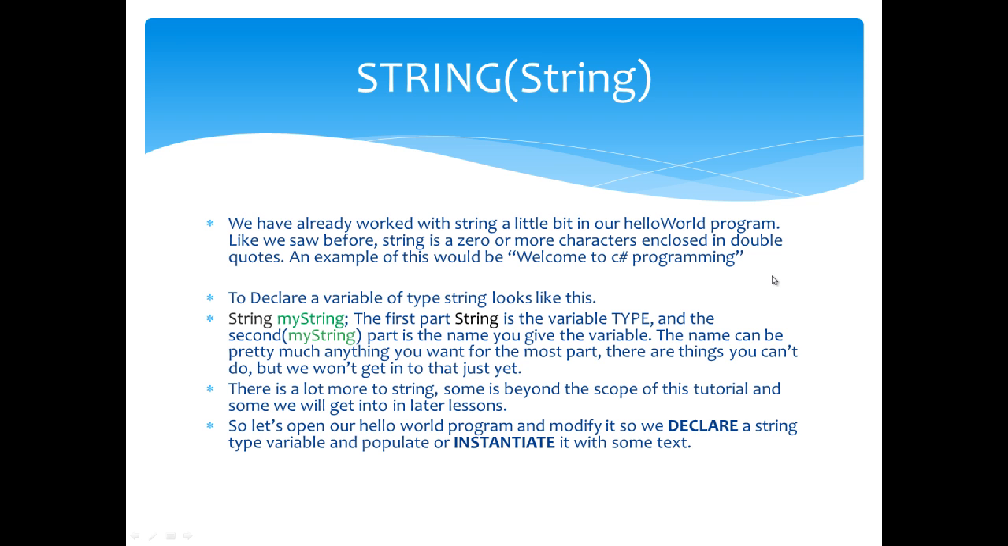So to declare a variable of type string, it looks something like this. You'll have string, myString. The first part, string, is the actual variable type, and the second, myString part, is the name you give the variable. The name can pretty much be anything you want for the most part. There are things you can't do, but we won't get into those just yet. There's a lot more to strings. Some is beyond the scope of this particular tutorial, and some we'll get into later lessons. String is actually fairly large. So right now, let's go ahead and open up our Hello World program and modify it so we declare a string type variable and populate it or instantiate it with some text.